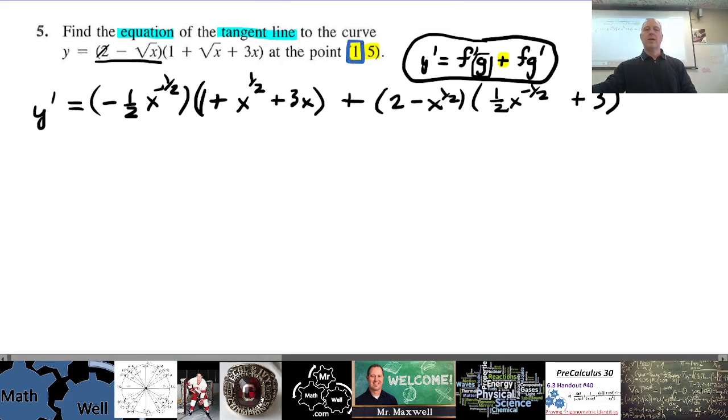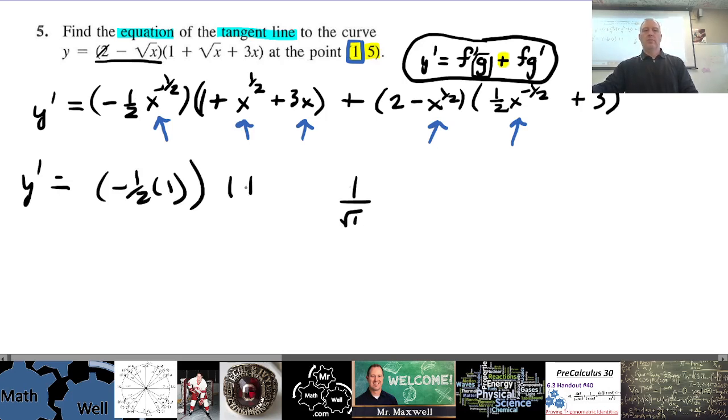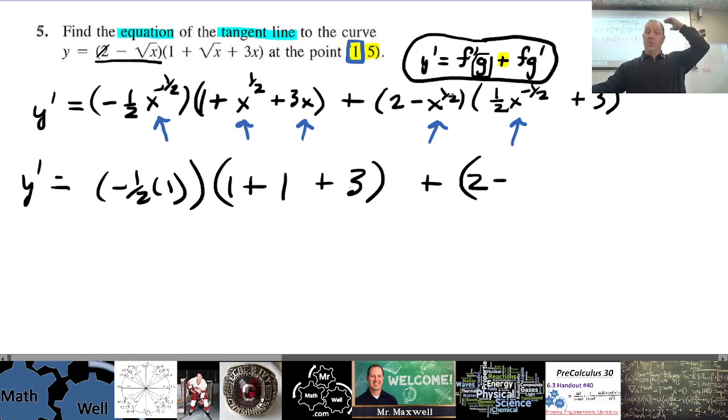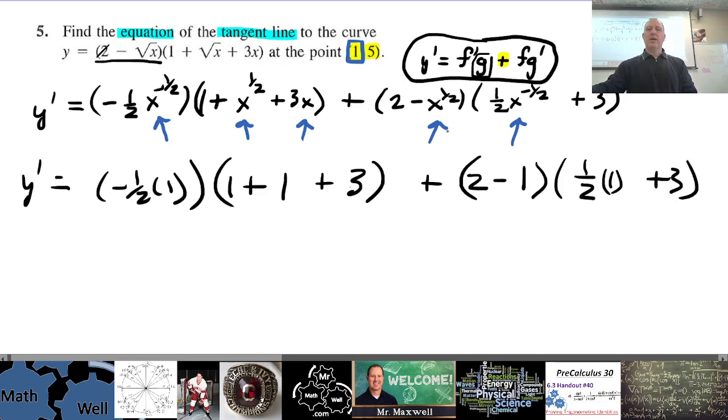What you need to do now is take the x value of 1, because that's the point of tangency, and put 1 in wherever you see x, which is going to be real easy. Y prime, so we're going to have 1 to the negative 1/2. That's 1 over the square root of 1, so that's just 1. So this is going to be negative 1/2 times 1, plus, again, x to the 1/2 is the square root of 1, so that's 1. Plus 3 times 1 is 3. Then plus 2 minus, again, x to the 1/2 is just 1, and we have 1/2 times 1 over root 1, which is just 1, plus 3. So x being 1 makes these real easy.